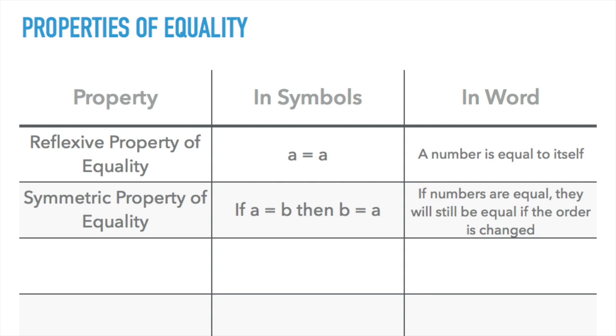The next property is the symmetric property of equality. And in symbols, the symmetric property says that if A equals B, then B equals A. So if something is equal to another thing, you can write it that way, or you can flip it around. In words, it means if numbers are equal, they will still be equal if the order is changed.